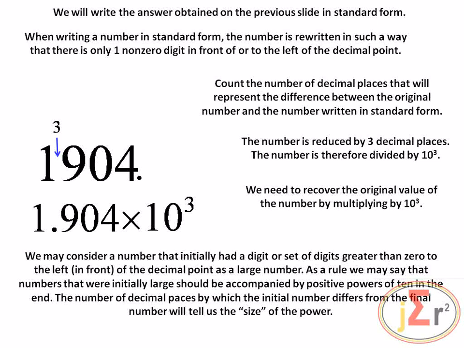we may say that numbers that were initially large should be accompanied by positive powers of 10 in the end. The number of decimal places by which the initial number differs from the final number will tell us the size of the power. So this number is a large number because it has non-zero digits to the left of the point. In the end, we should have large numbers accompanied by a positive power of 10, because it's a large number. Also, 1, 2, 3, it's a 3. So the number of decimal places by which we change is 3. If the number is initially large, then it is positive, so it is a positive 3.